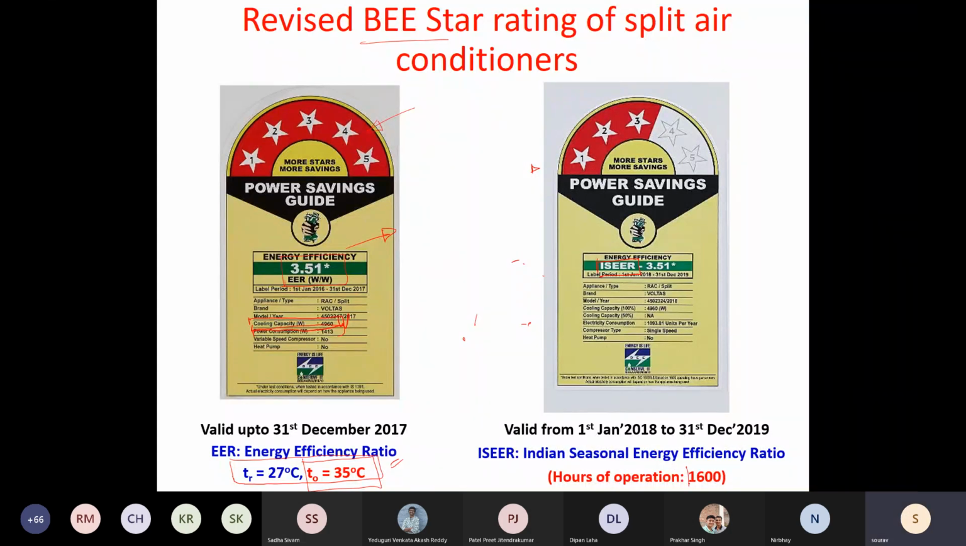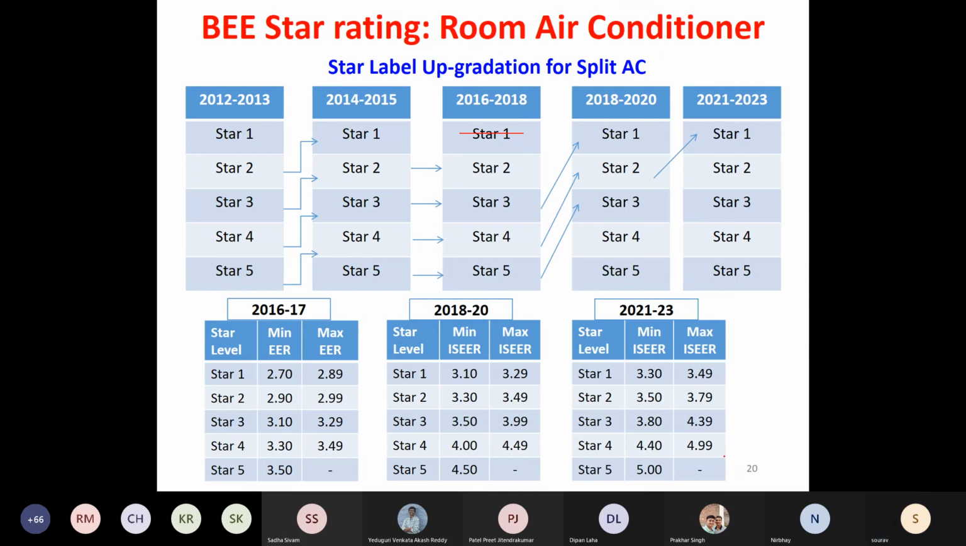Okay, so the total number of hours of operation of this AC will be 1600 before it gets the star rating. Now, how would this 1600 be divided into various outdoor conditions?